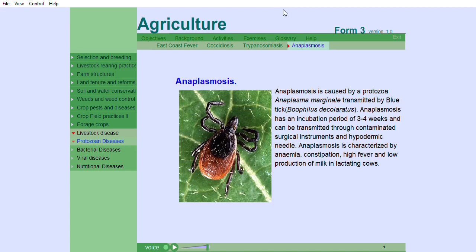Anaplasmosis. Anaplasmosis is caused by a protozoa, Anaplasma marginale, transmitted by the blue tick, which is called Boophilus decoloratus. Anaplasmosis has an incubation period of 3 to 4 weeks and can be transmitted through contaminated surgical instruments and hypodermic needles. Anaplasmosis is characterized by anemia, constipation, high fever, and low production of milk in lactating cows.